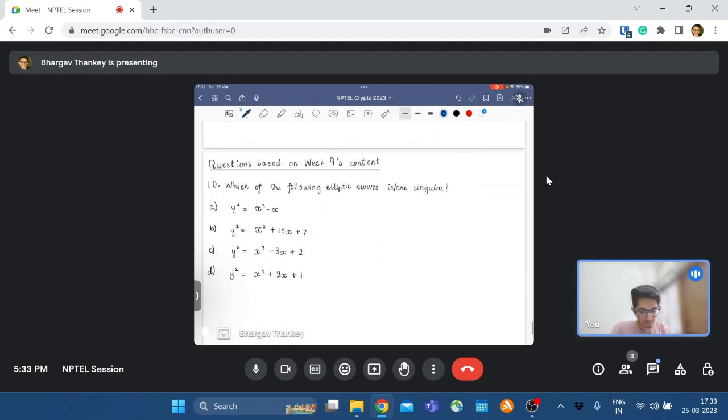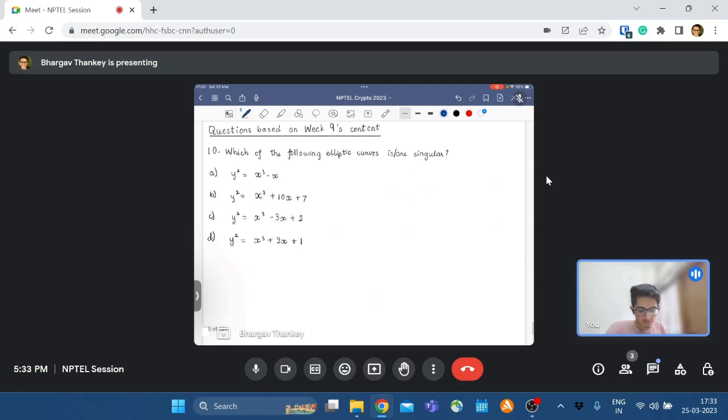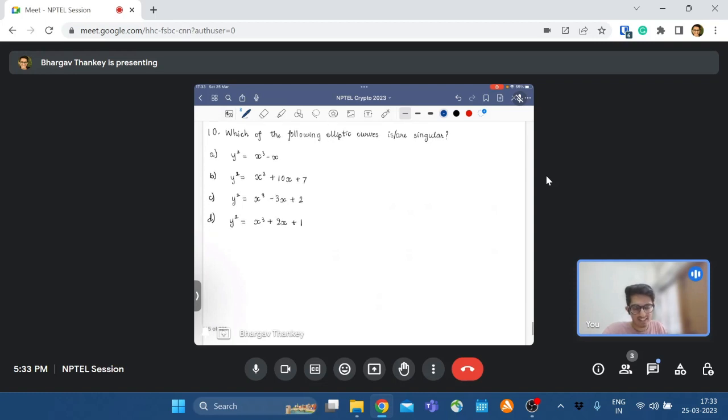Now let's look at problems based on Weierstrass equations. The first problem is: which of the following elliptic curves is or are singular? Option A is y square equals x cube minus x. Option B is y square equals x cube plus 10x plus 7. Option C is y square equals x cube minus 3x plus 2. And option D is y square equals x cube plus 2x plus 1. This needs to be worked out, but would you like to guess which of these are singular?